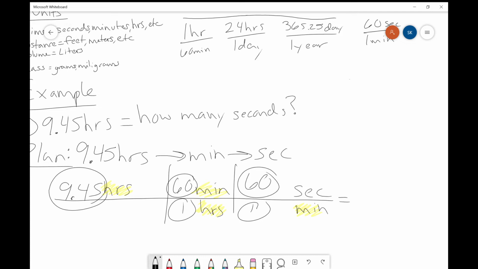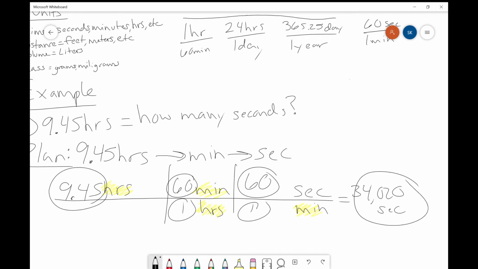9.45 times 60. Whoa. And I'm failing to use a calculator appropriately here. Divide by 1, and I get about 34,020 seconds. 34,020 seconds. Okay, all right.